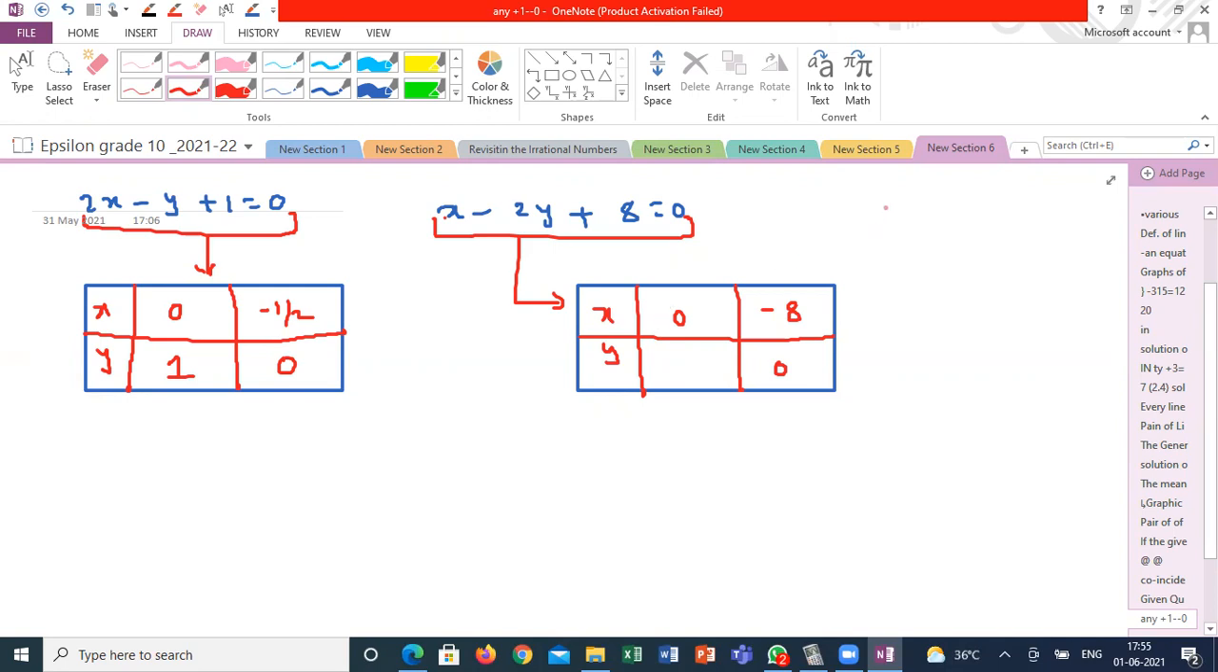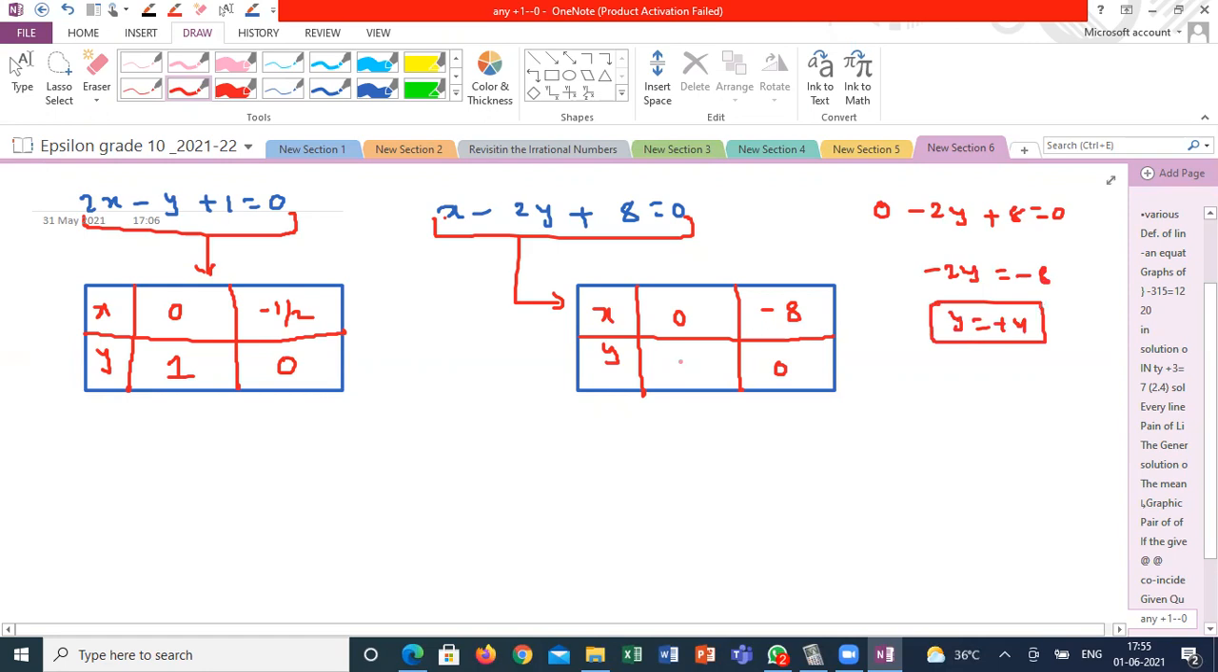If x is equal to 0, guys, what is the answer? 0 minus 2y plus 8 is equal to 0. Minus 2y is equal to minus 8. Y is equal to plus 4. Will you agree with me? These are the coordinates. So for the first line, the coordinates I got are 0 comma 1 and minus 1 by 2 comma 0. For the second equation, the coordinates are 0 comma 4 and minus 8 comma 0.